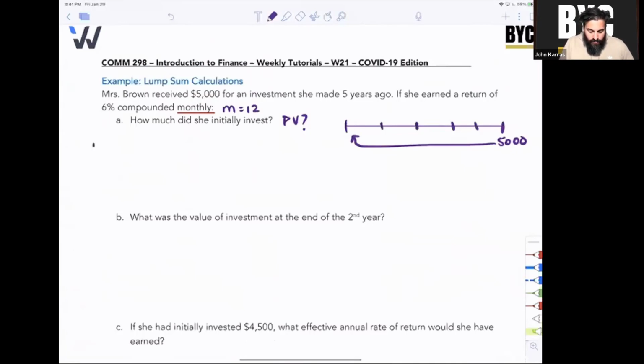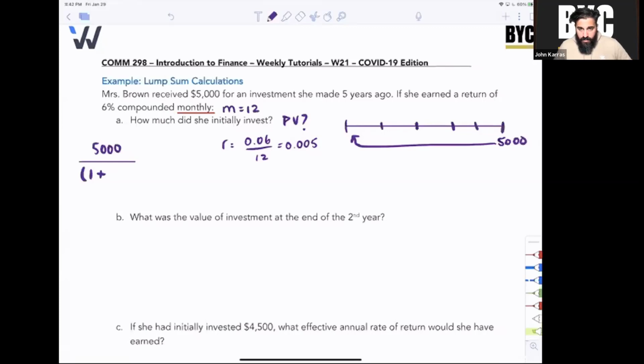So $5,000 divided by 1 plus, now we need the rate. I'm looking at the chat for you guys to tell me what you think I should do for the rate. Okay. So one of you said just take the 6% and divide it by 12. Another student said 6% because it's monthly.